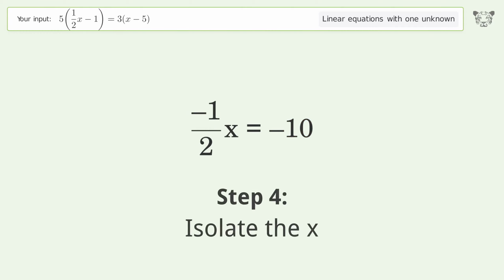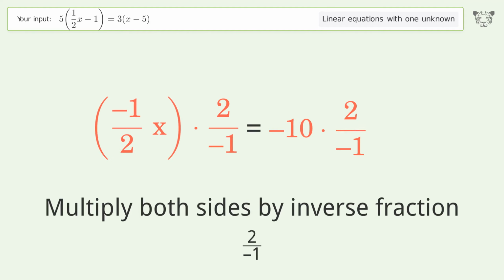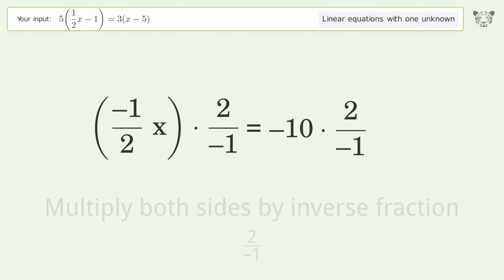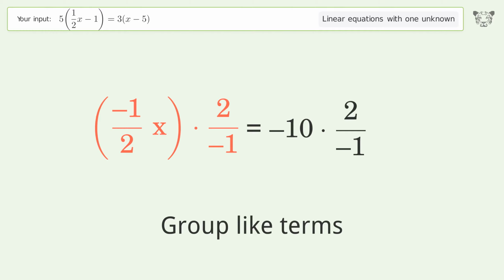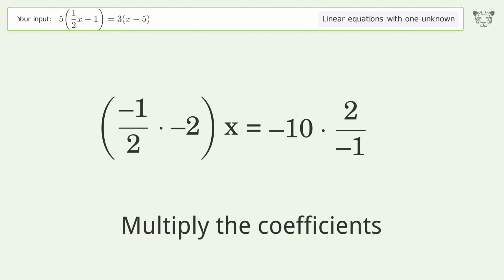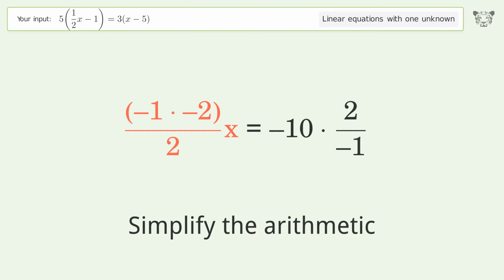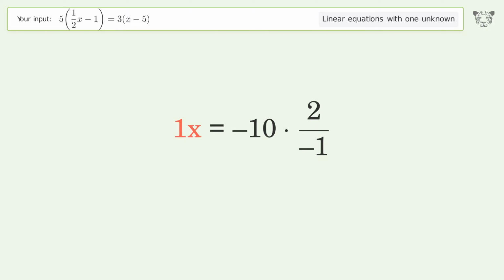Isolate the x. Multiply both sides by inverse fraction 2 over -1. Group like terms. Multiply the coefficients. Simplify the arithmetic. And so the final result is x equals 20.